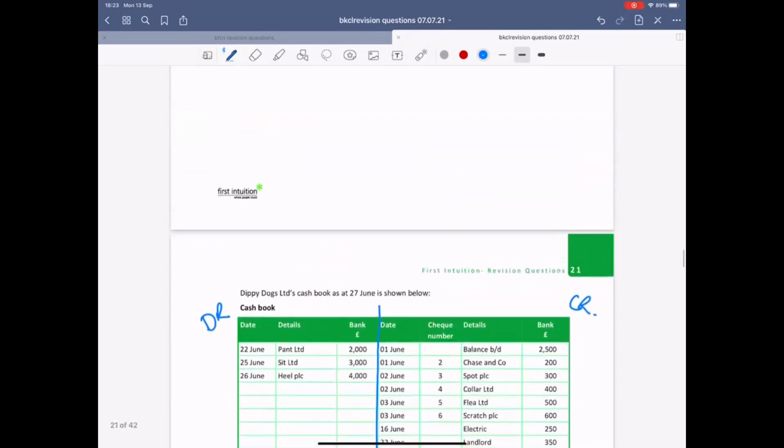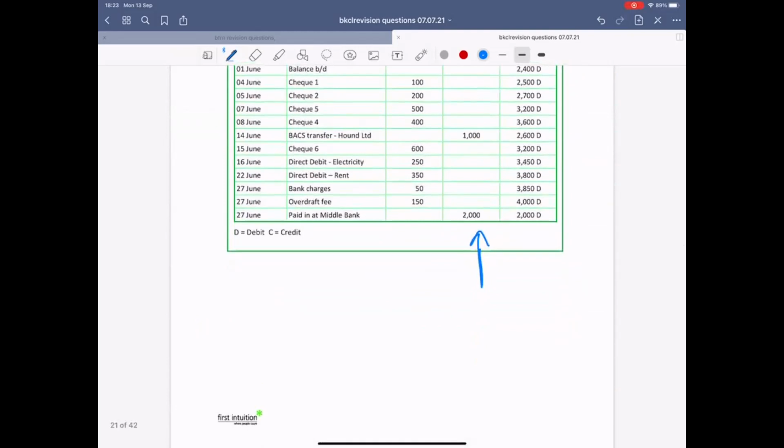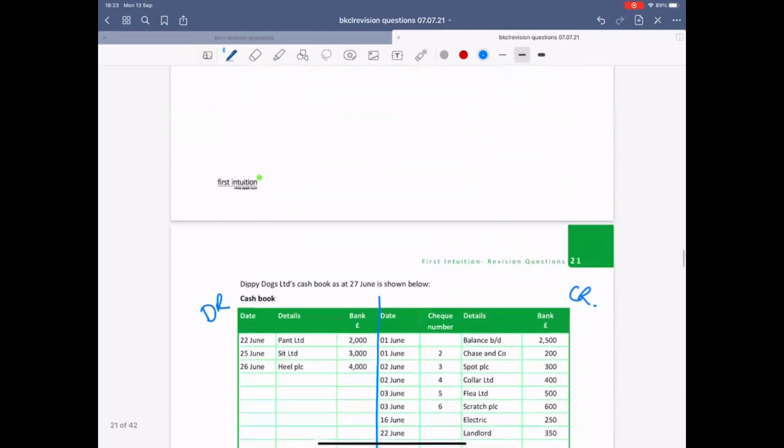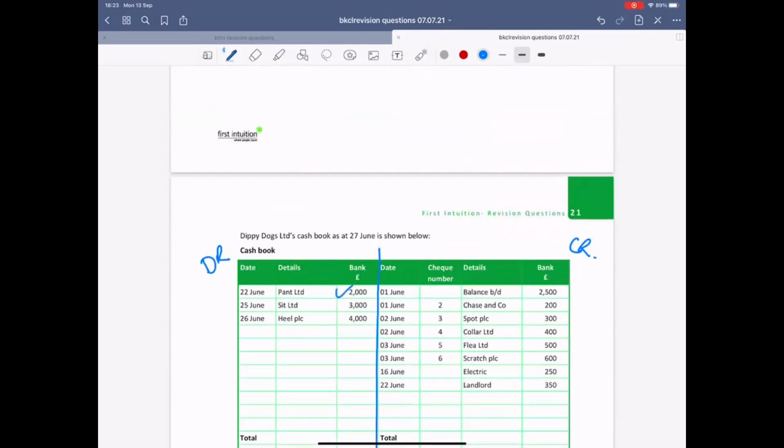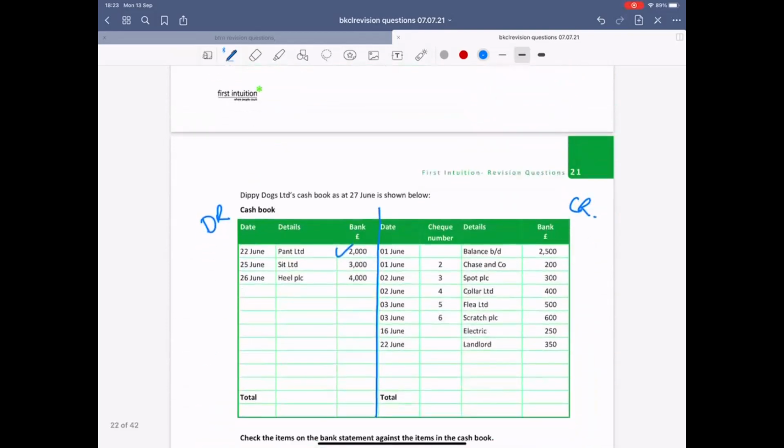So if we look back up, and we're now comparing it to the debit side of our cash book, we can see we had the 2,000 and we had the 1,000 going through. We've only got the 2,000 in here that we can match. We can't match that 1,000. So that 1,000 on the 14th of June, the BACS transfer, we're going to need to put in. So we need to record that as of the 14th of June because that's when it occurred. And we can see it was from Hound. And it was for 1,000.